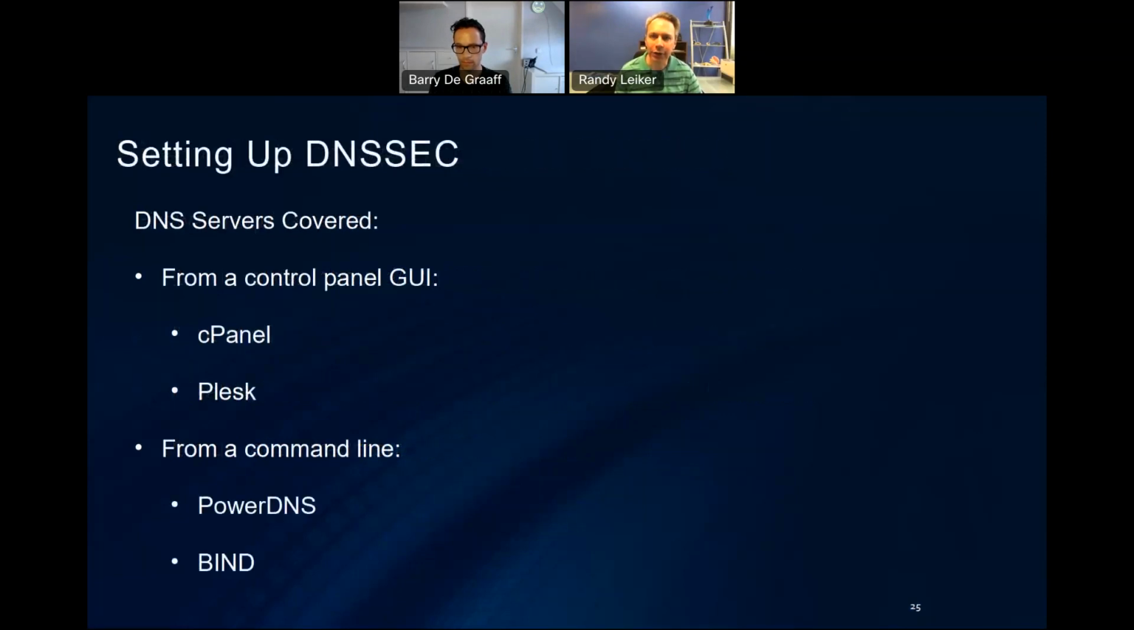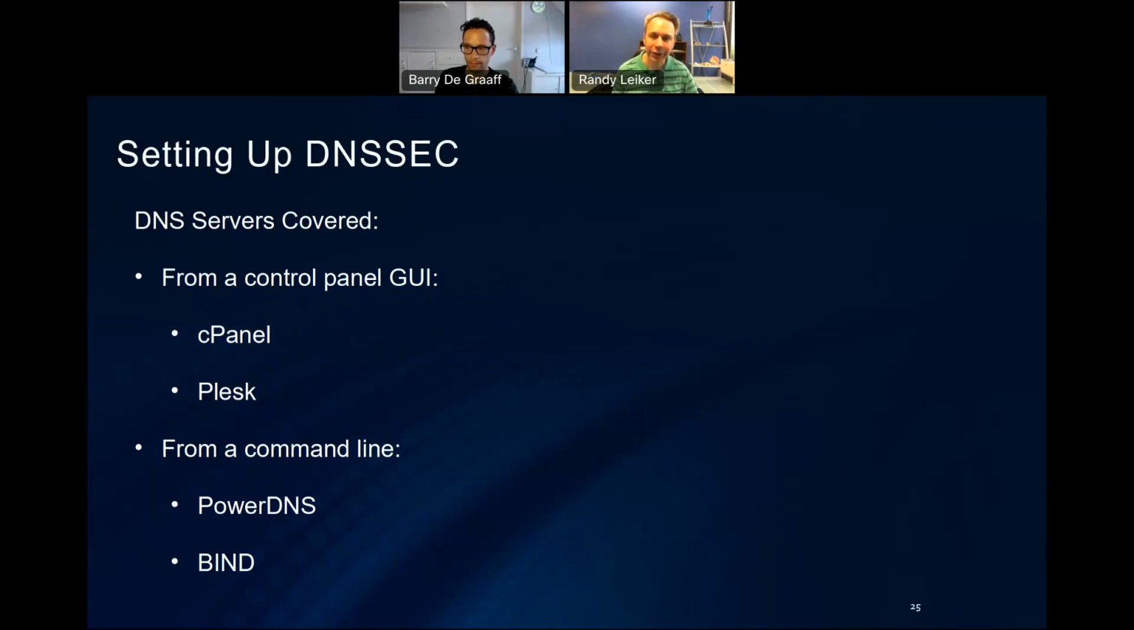So now that you have a good understanding of the DNSSEC concepts and how it works, we're ready to take a look at the actual commands needed to set up your DNS server for DNSSEC. Now, given the time constraints here, I'm going to cover just 4 of the most popular options for configuring a DNS server. 2 will be using a GUI or graphical user interface, such as cPanel and Plesk, and 2 are going to be for the command line with PowerDNS and Bind.